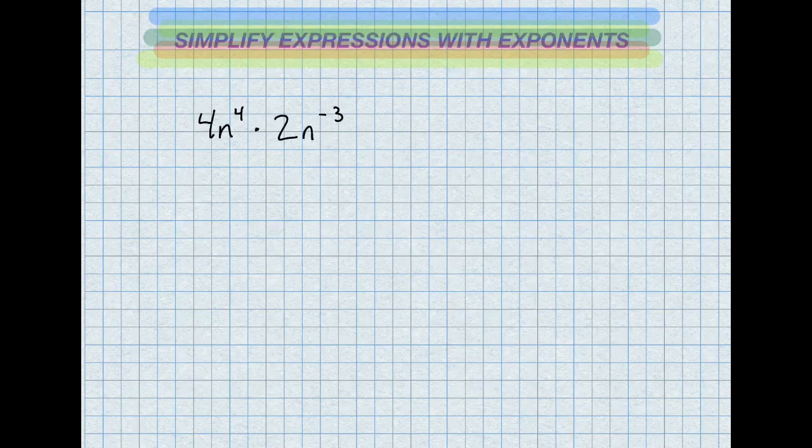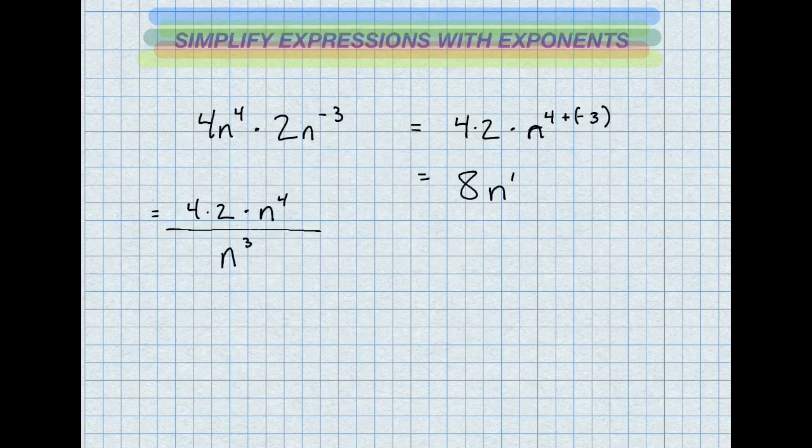Okay, here we go. 4n to the 4 times 2n to the -3. We do the same thing. We're going to say that equals 4 times 2 times n to the 4 plus -3. So that equals 8 times n to the first power. Another way to look at this is that this equals 4 times 2 times n to the 4th divided by n cubed. Then that equals 8 times n to the 4th minus 3, using our subtraction rule. There's different ways you could go about solving these using the rules. So now we're going to say that's 8n to the first power, just 8n.